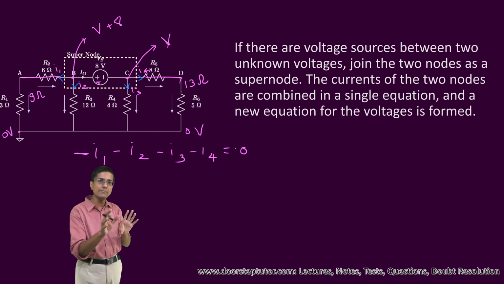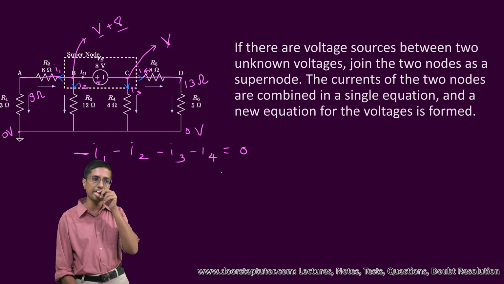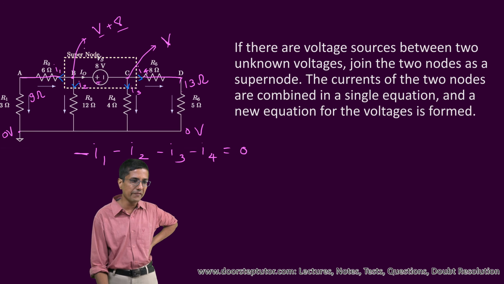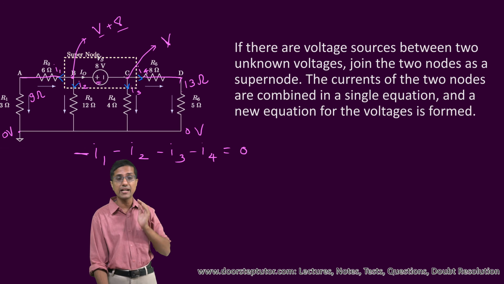So I have written a single equation for all of those 4 currents. Whereas the voltages at B and C, I have taken to be different, but I have taken this as a single node for writing the current equation. Now that is where the difference really comes when we have a battery whose voltages on either end are unknown.